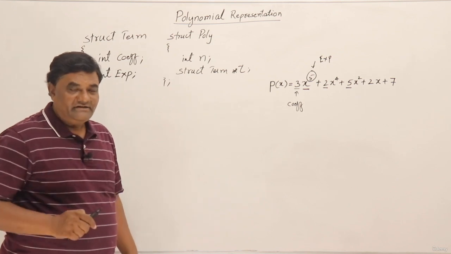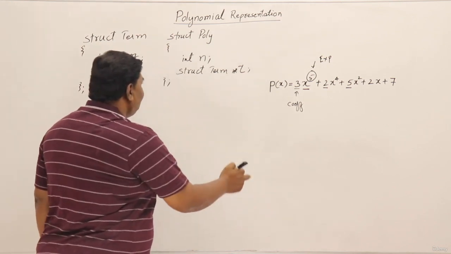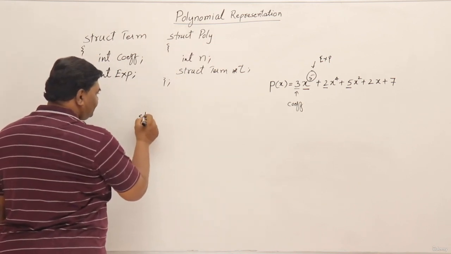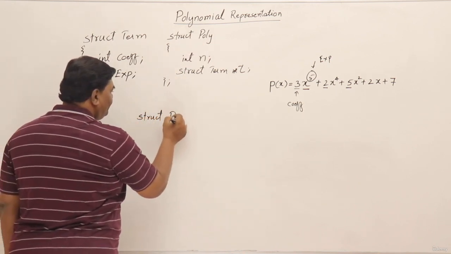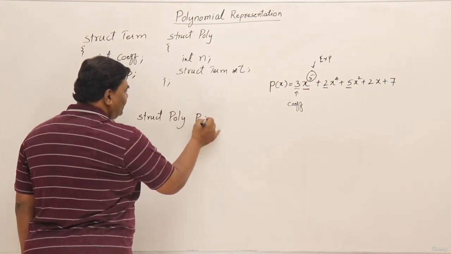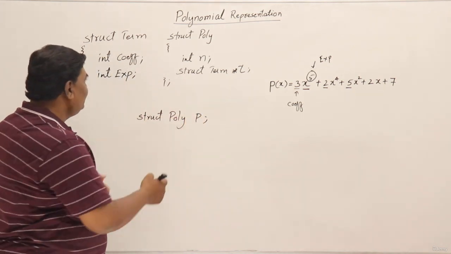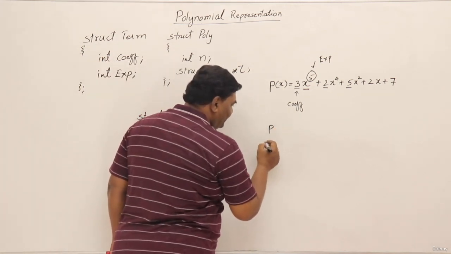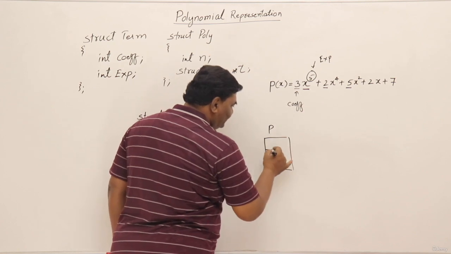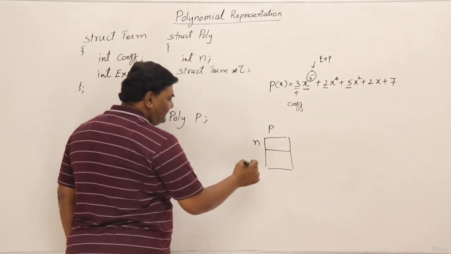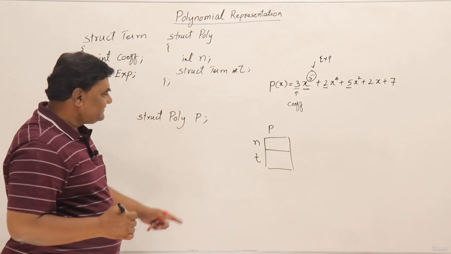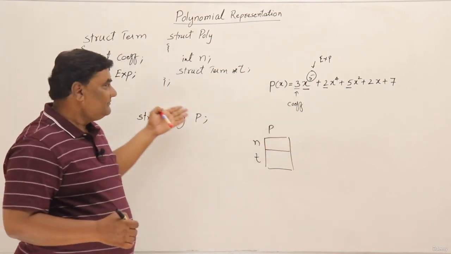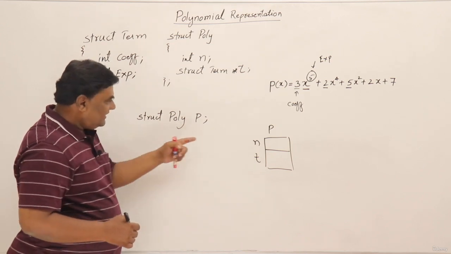See, for creating this polynomial, I need a variable of type this structure, that is poly structure. So let us say struct poly p. Now this p is having two members: one is n and the second one is pointer t. This n is for the number of non-zero elements and this is a pointer for the collection of terms, or array of terms.